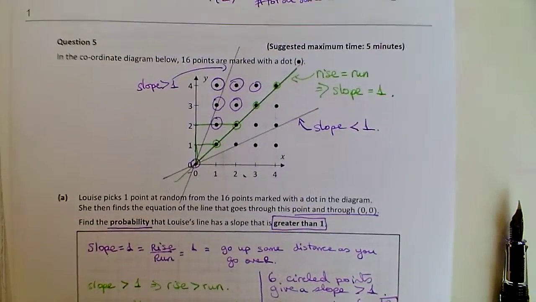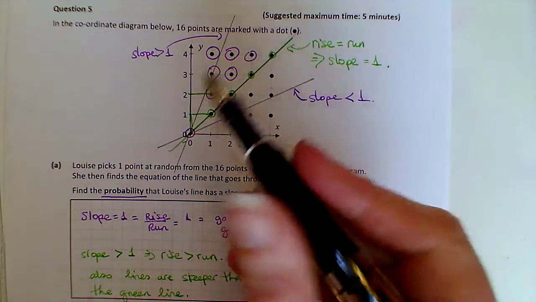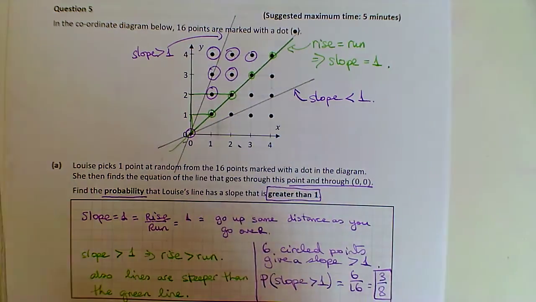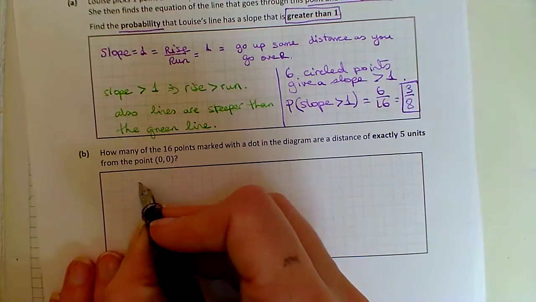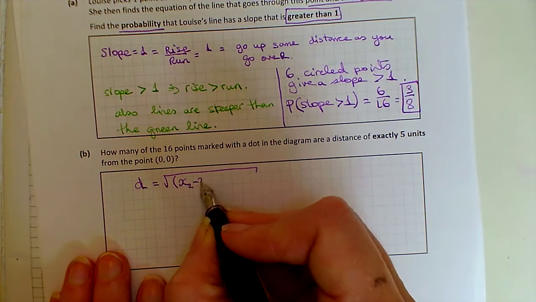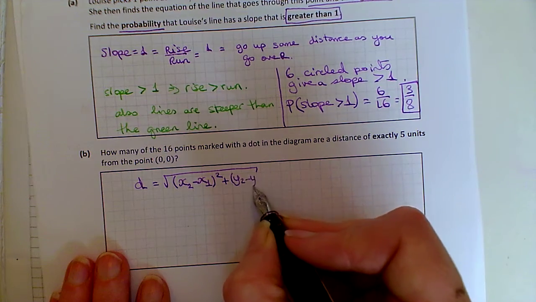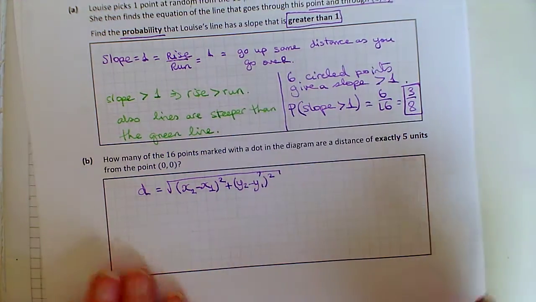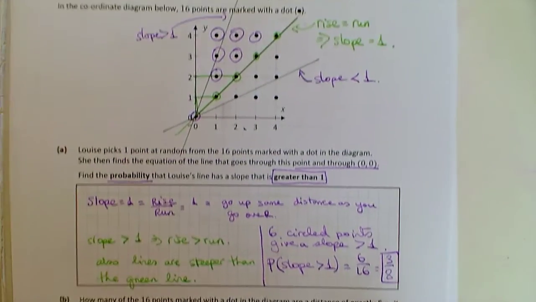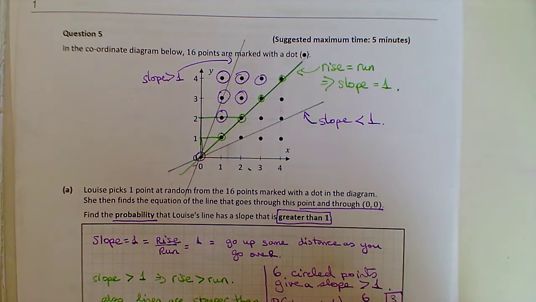If it's going to be a distance of 5 units, again, we need to start thinking about this. To be exactly a distance of 5 units away, we might use our distance formula. So the distance formula is the square root of the difference between the x values squared plus the difference between the y values squared. How would we answer a question like this? Would we work out the distance formula for each of the points? Well, we could, but we can be a little bit smart about it as well.